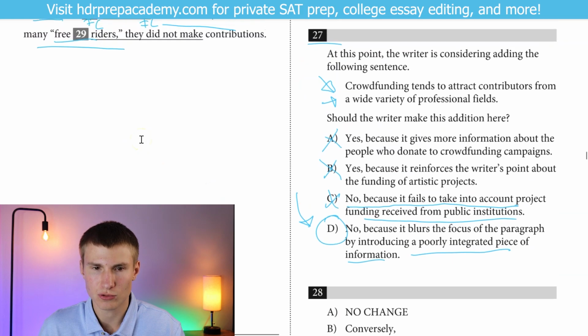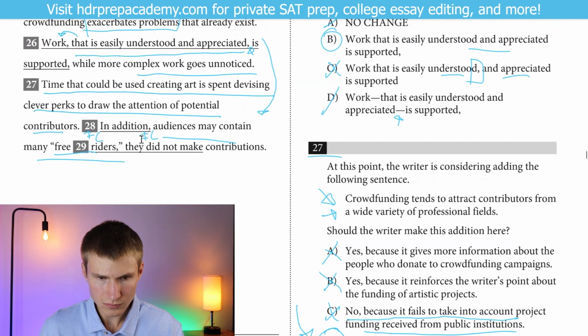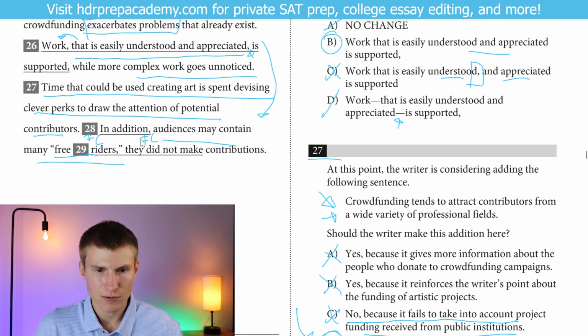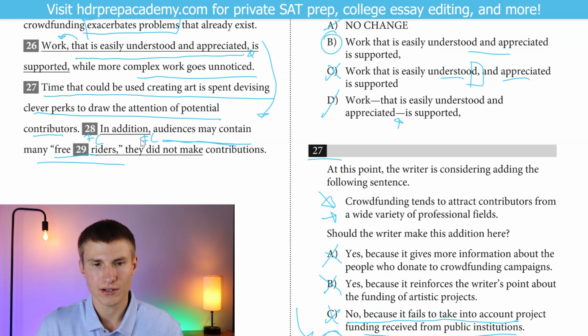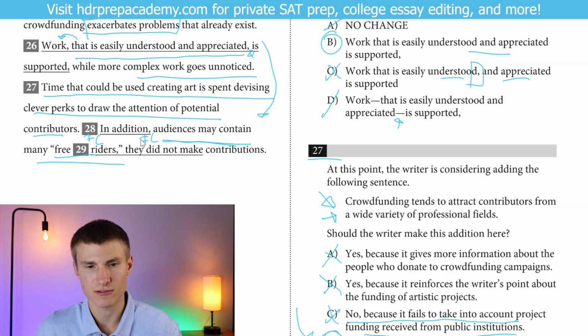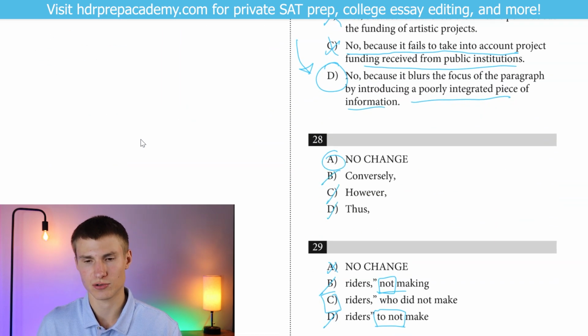All right, now going back to 28 and trying to transition between those two sentences. What we see is that we've got another example of where these problems are being exacerbated by crowdfunding, okay? We had a previous example talking about time being spent devising clever perks instead of focusing on the art. And then we have another example where audiences may contain free riders. So that's giving another example in addition to the others. So our answer there would have to be answer choice A.